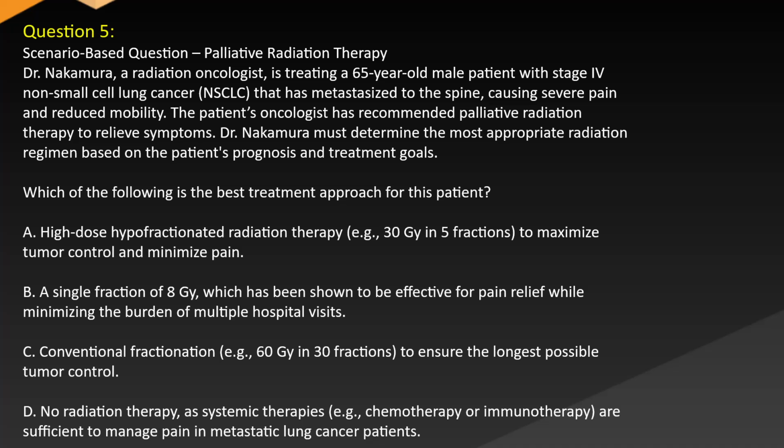A. High-dose hypofractionated radiation therapy, 30 Gy in 5 fractions to maximize tumor control and minimize pain. B. Single fraction of 8 Gy, which has been shown to be effective for pain relief while minimizing the burden of multiple hospital visits. C. Conventional fractionation, 60 Gy in 30 fractions to ensure the longest possible tumor control. D. No radiation therapy, as systemic therapies, chemotherapy or immunotherapy, are sufficient to manage pain in metastatic lung cancer patients.